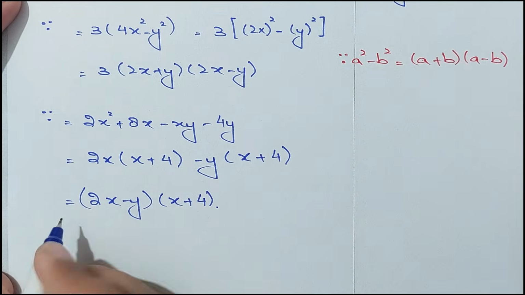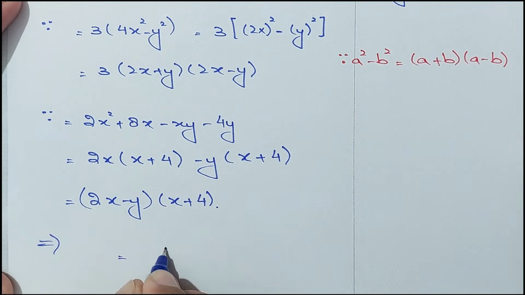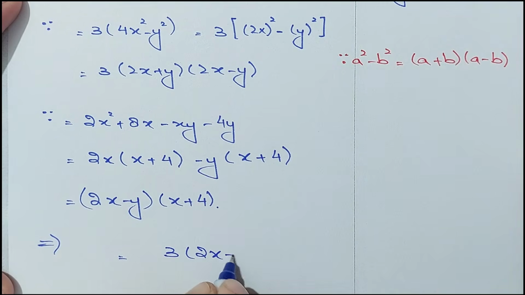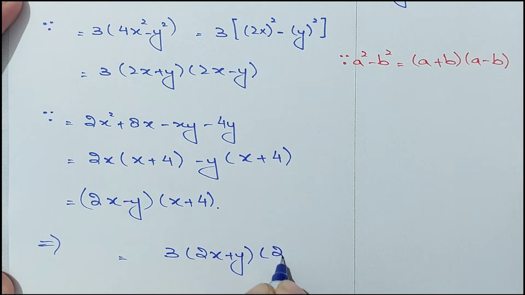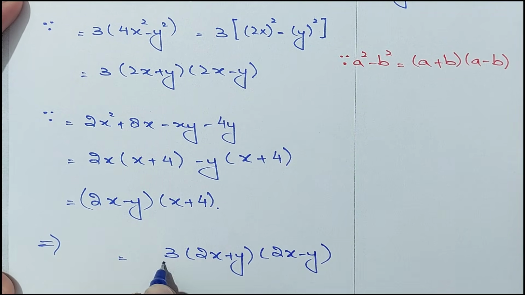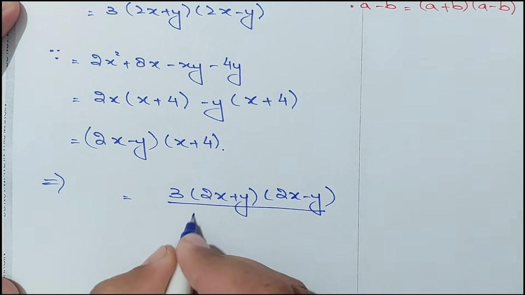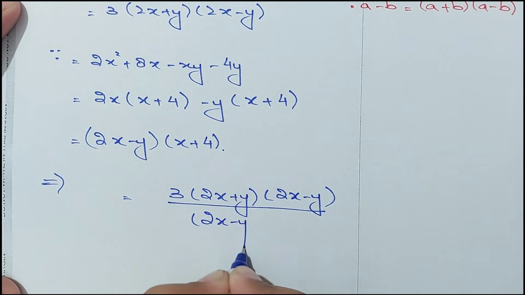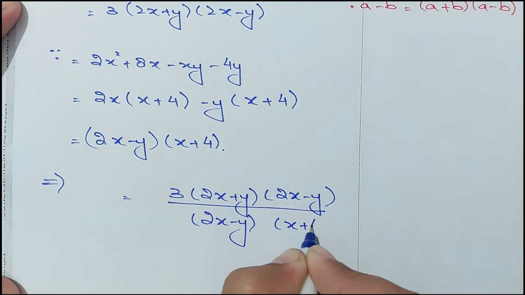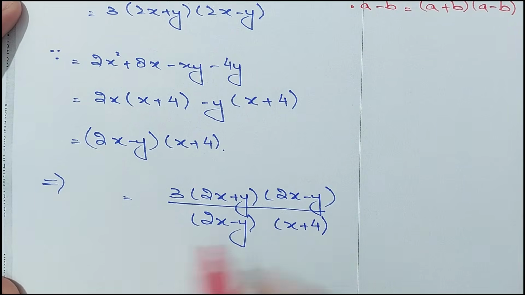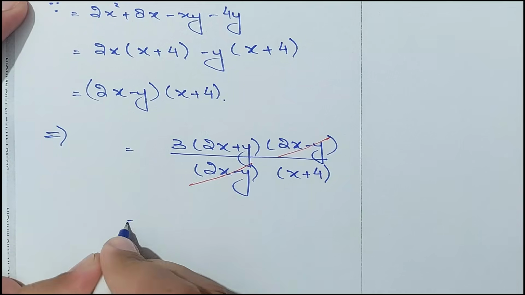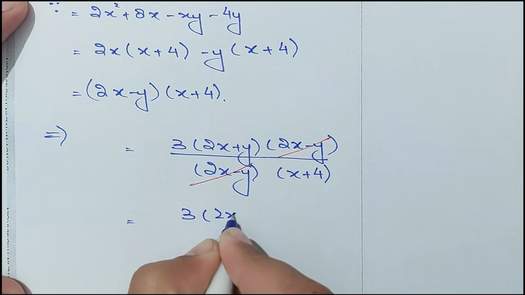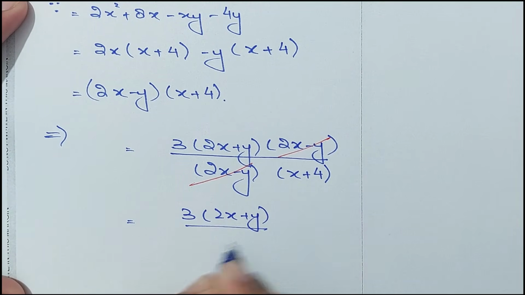So now simplify both. So 3 into 2x plus y into 2x minus y is the numerator, and the denominator is 2x minus y and x plus 4. Right, cancel the like factors from the numerator and the denominator, so we are left with 3 into 2x plus y over x plus 4. So this is the simplified form.